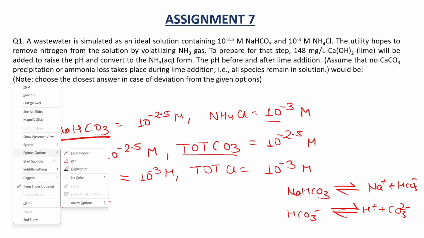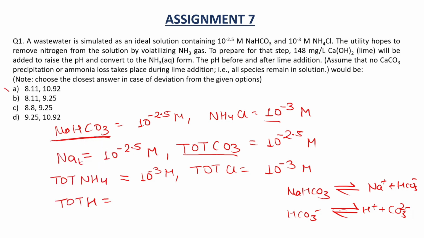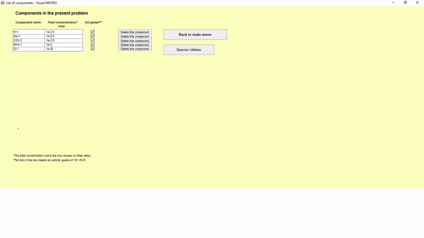So the first option is the correct option. So let's move to the next question. These are the screenshots which I have added from Visual MINTEQ for solving this question.